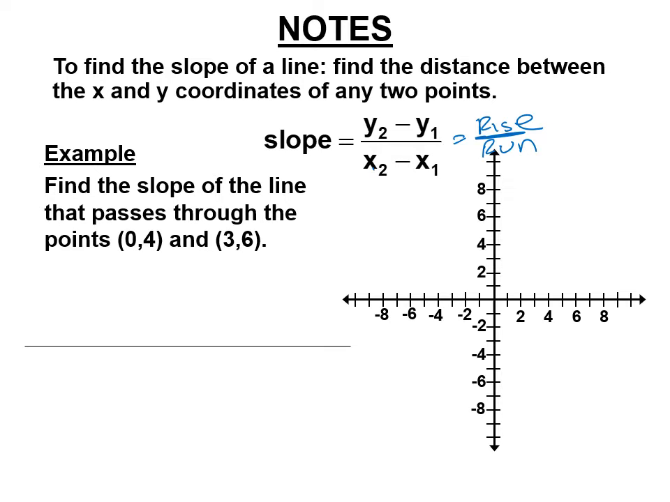Find the slope of the line that passes through points (0, 4) and (3, 6). Now you could sit there and graph them, but we're now going to do it without that. We're going to say the slope, and we're going to subtract the two y coordinates. So we're going to go 6 minus 4.